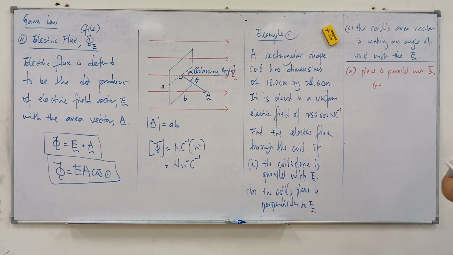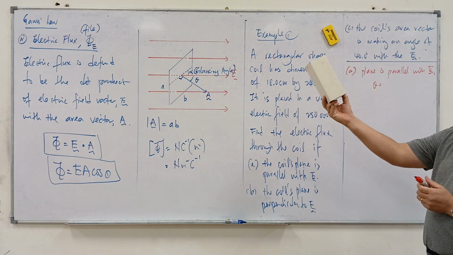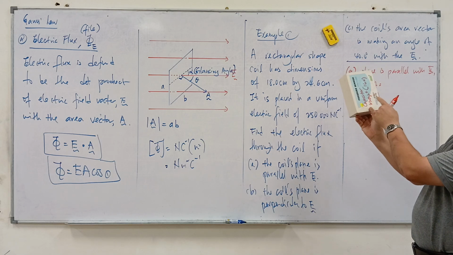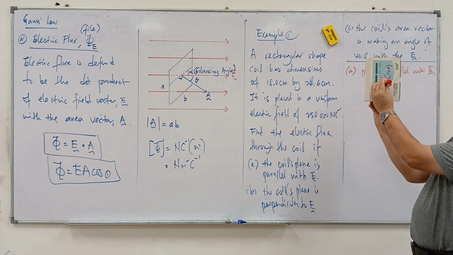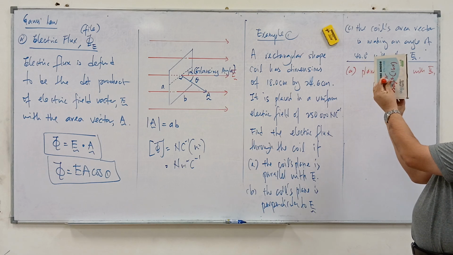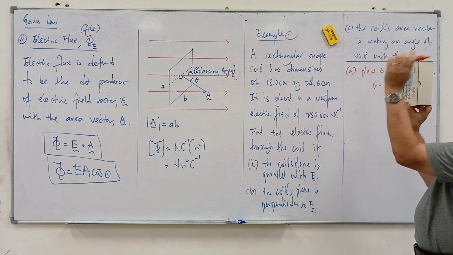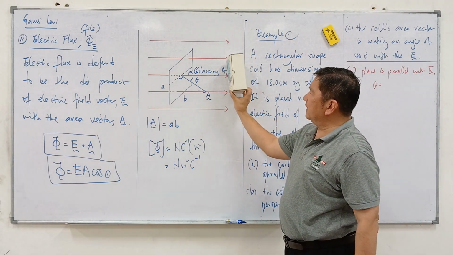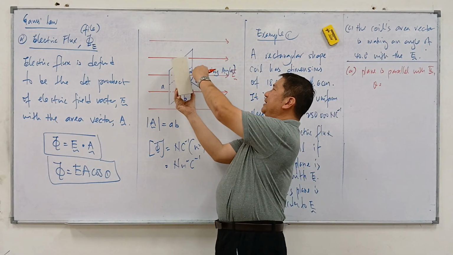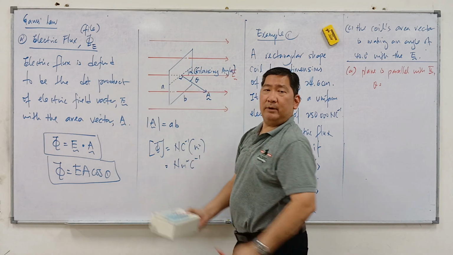So now let's assume this thing can actually rotate slowly. When the surface is parallel with the E, you look at what happened to the A: 90 degrees, right? Now when the surface becomes perpendicular, this surface here becomes 90 degrees or perpendicular with the E. What is the angle between A and E? 0, right? Make a 90.